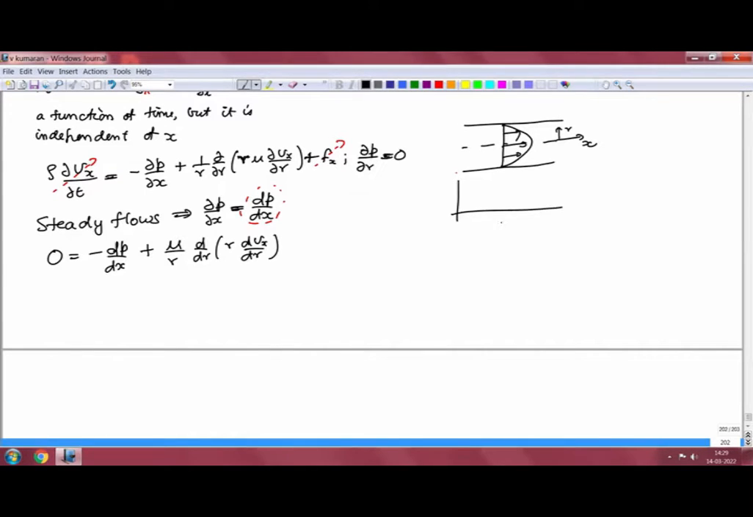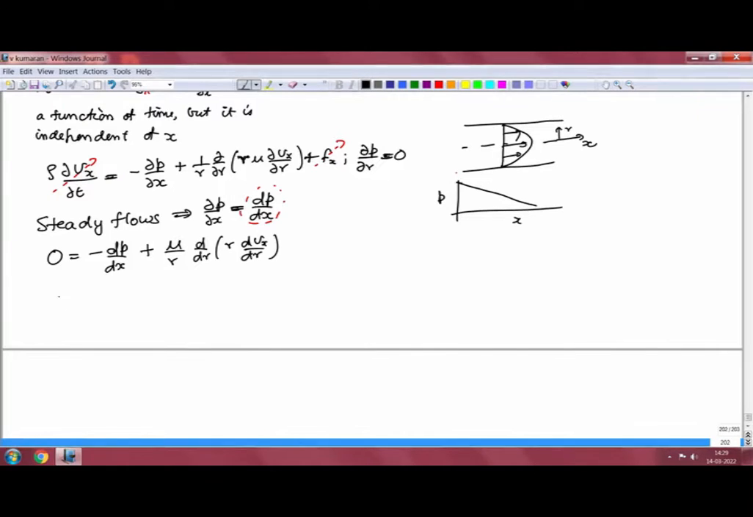So, if I plot the pressure as a function of x, this has to be a linearly decreasing function, which means that dp by dx has to be negative, okay. It is a constant pressure gradient. The pressure is decreasing with downstream distance, and therefore dp by dx is negative in this particular case.